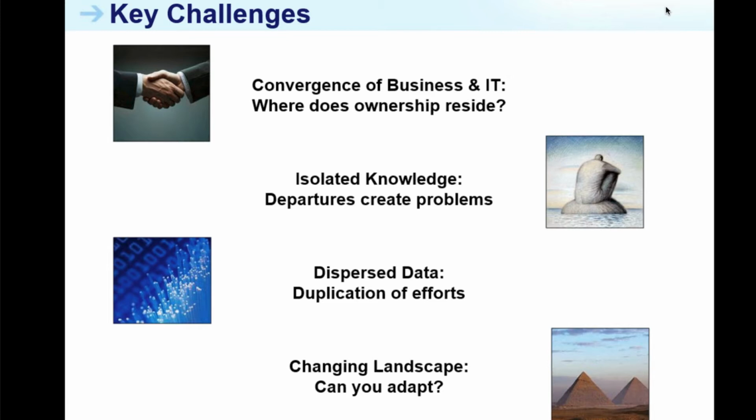So what are some of the key challenges that some of our clients in the IT sector face? Well, ownership. There's a convergence when you're dealing with IT. You have different business departments that you're running projects for. So where does ownership reside? Who has the ball for this next rollout?